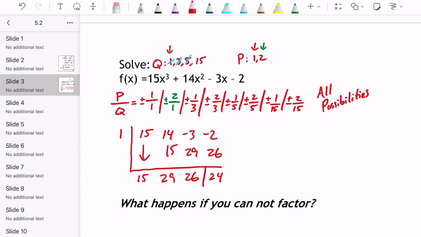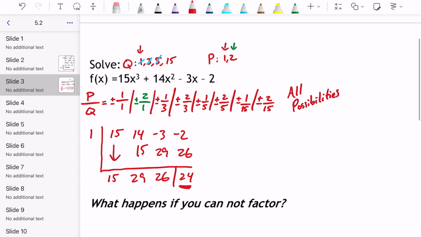Keep in mind, the fact that we are remaining with 24 as our remainder means that a positive 1 does not work. So we would go ahead and do the same equation with negative 1. Keep in mind, our possibility states positive or negative 1. So we go ahead, work our negative 1. 15, 14, minus 3, minus 2.